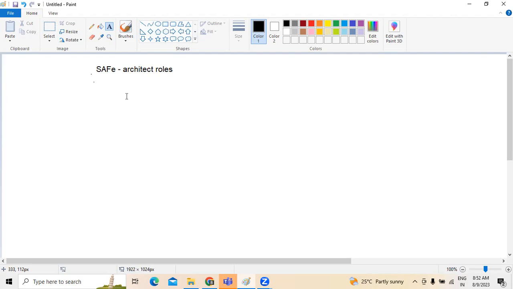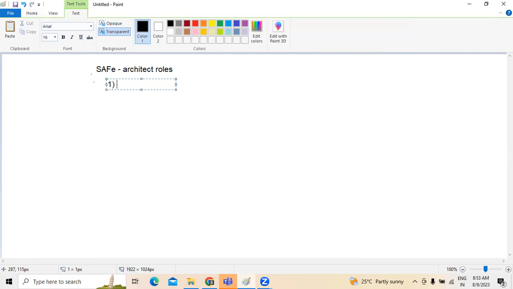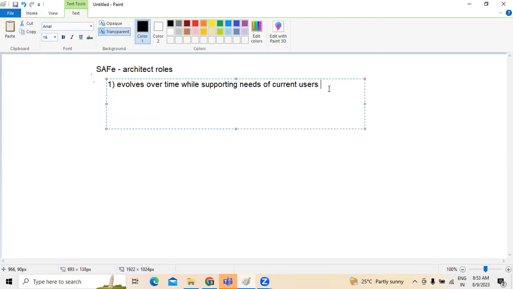Hence, agile architecture has some common understandings to support the continuous flow of value. The first one is that it evolves over time while supporting the needs of current users. This is the first and foremost thing.